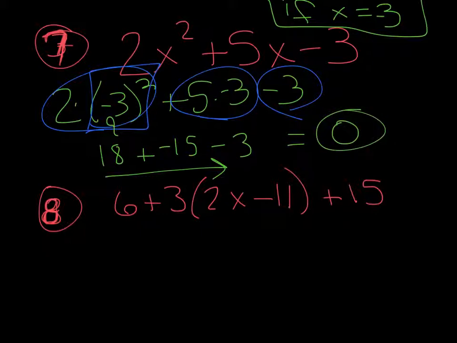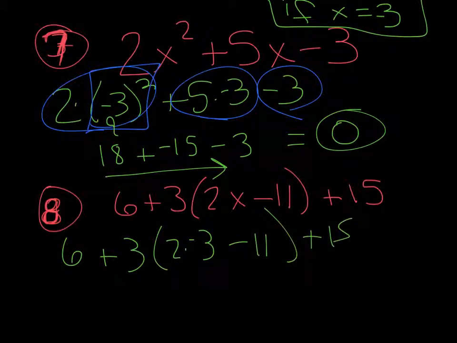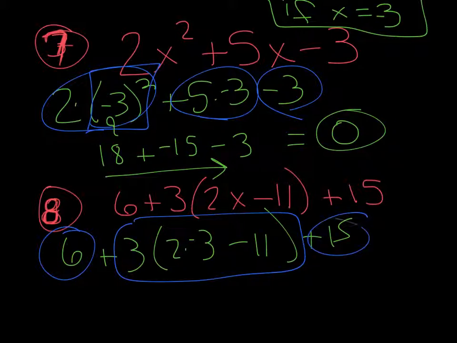The last one is going to give me 6 plus 3, and then 2 times negative 3 minus 11 plus 15. Circling my terms so that I don't mess up. Inside of here, 2 times negative 3 is negative 6, minus 11 is going to be negative 17. So now I've got 6 plus, all right, so 3 times negative 17.